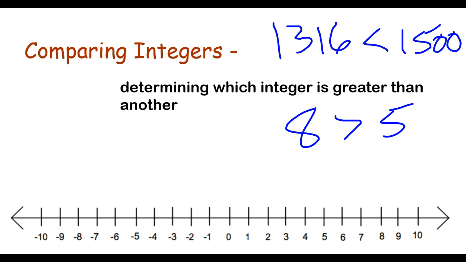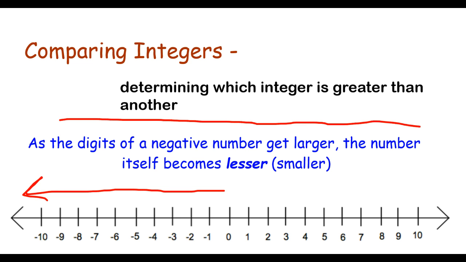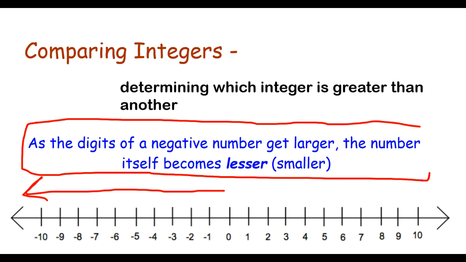But it changes slightly when it comes to negative integers because remember, as the digits of a negative number get larger, that means we're moving farther and farther to the left. So a larger looking negative number, if you understand what that means, a number that when it's positive would look large, the number itself becomes lesser. So go ahead and write this part down here. Pause the video, write it down, and come back when you're ready to move on.